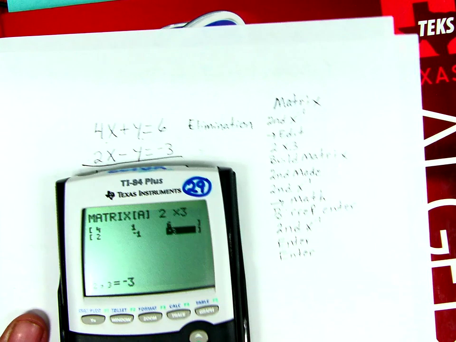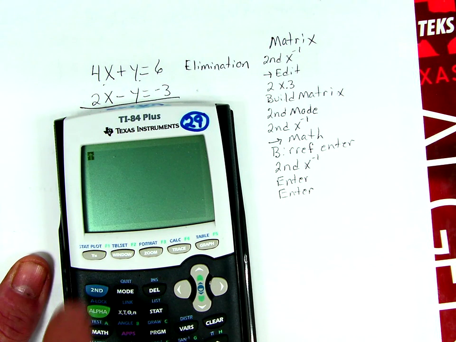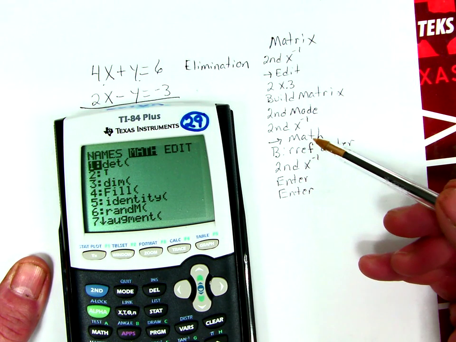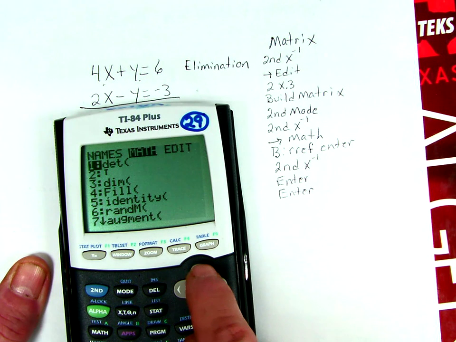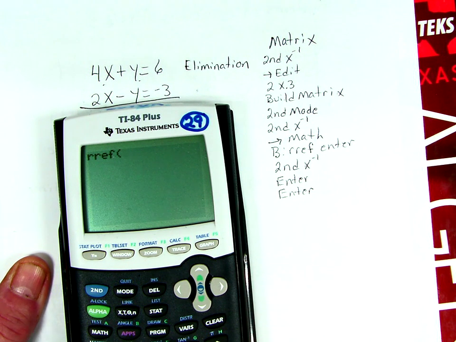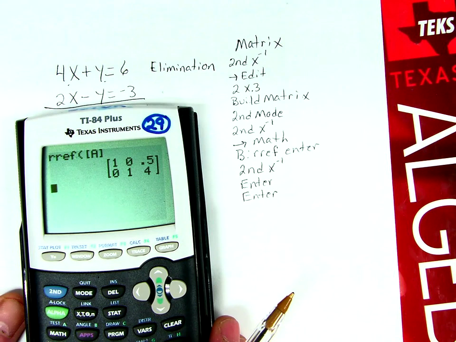Now it's second mode, second inverse. Go over to math. So we are right here. Look for option B, RREF, second inverse, enter, enter. And there's our answer.